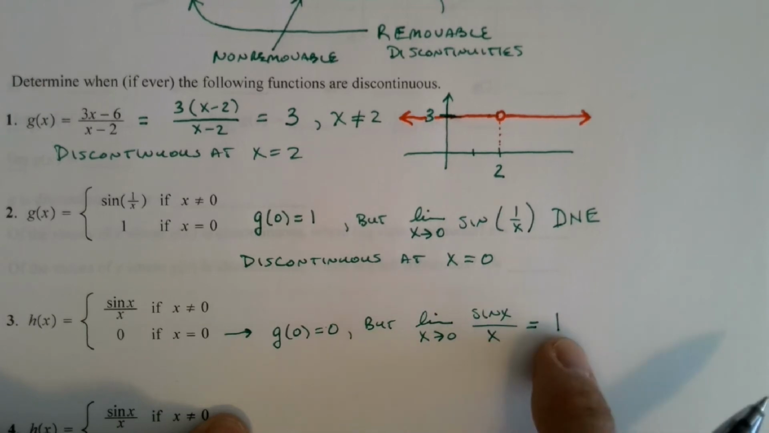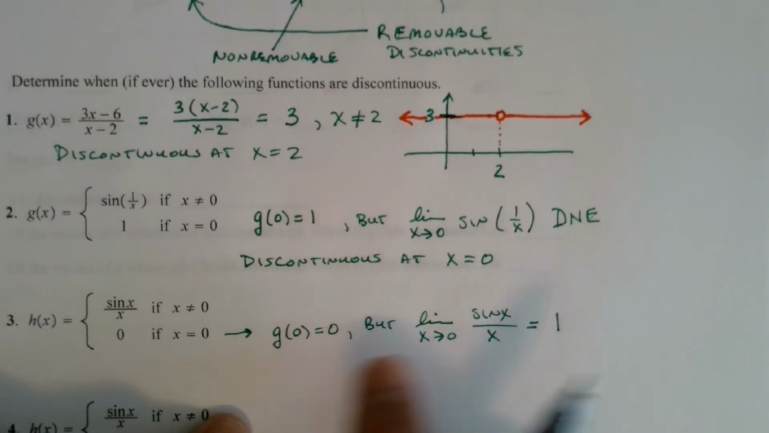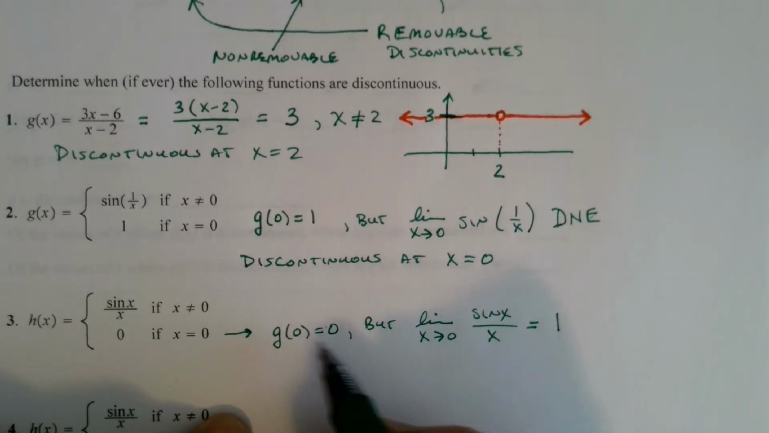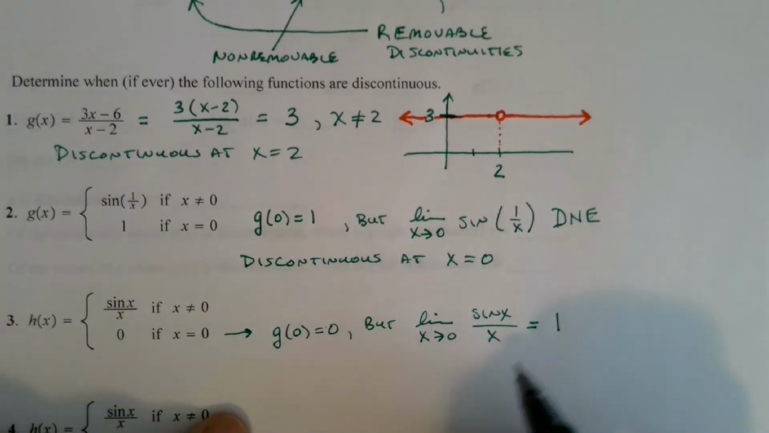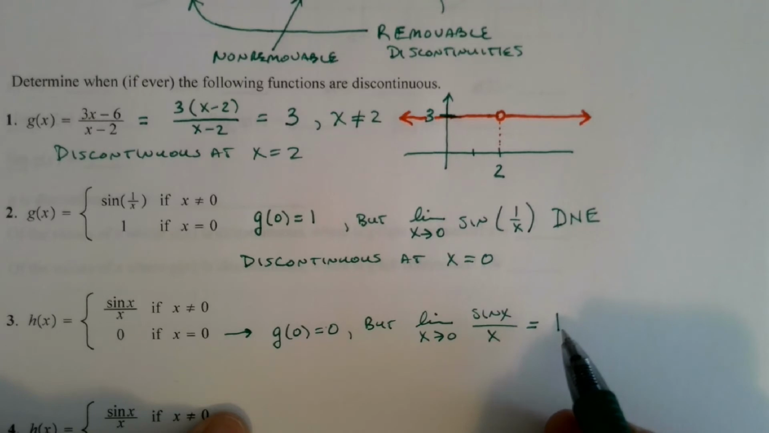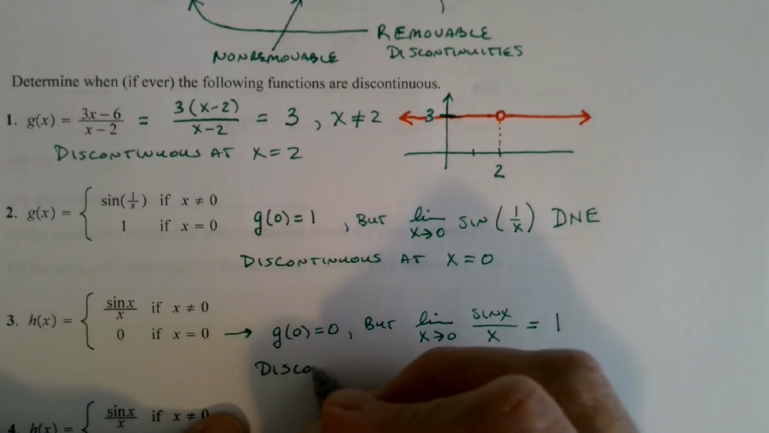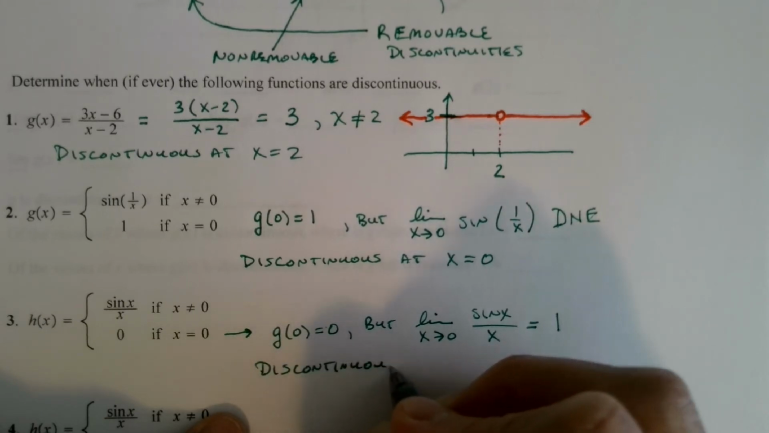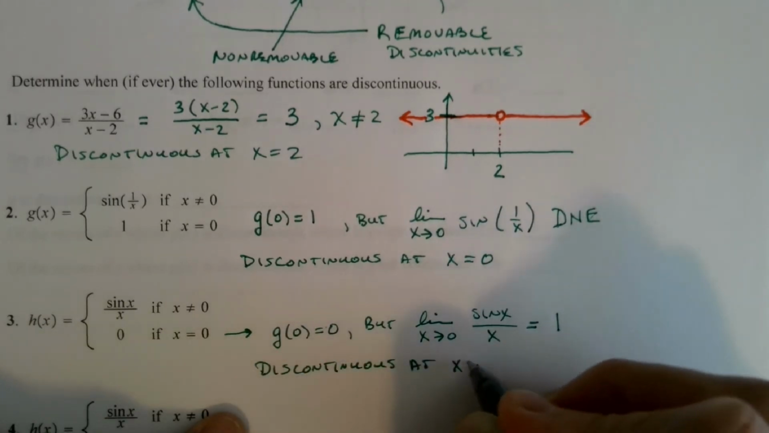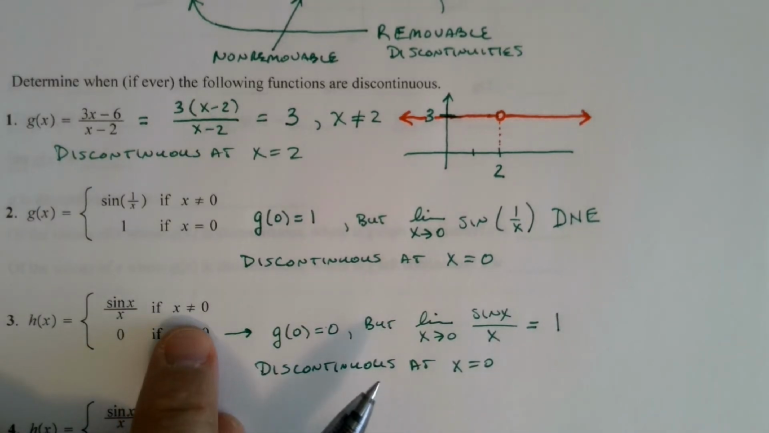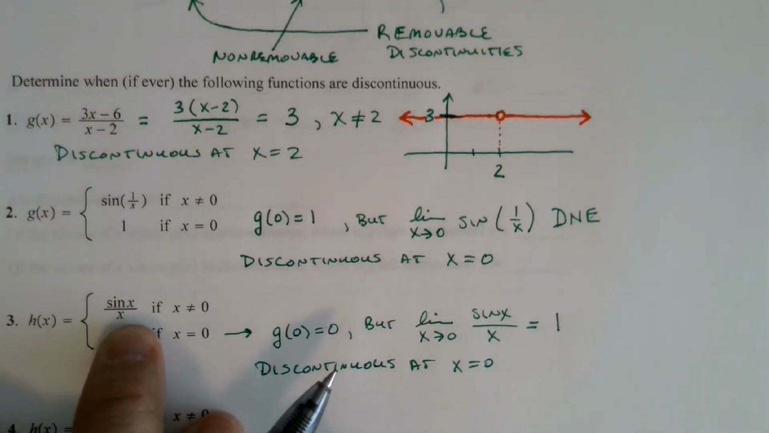So the limit exists at 0, and the value exists at 0. But notice the value at 0 is 0 by the definition, but the limit is 1. Since these two values are not equal, we are discontinuous at x equals 0 again. Now, for any value of x not equal to 0, sine x divided by x is going to be defined.